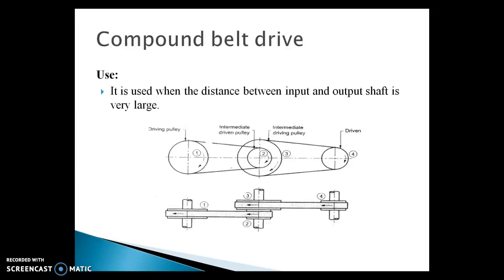This is called compound belt drive. It is used when the distance between the input and the output shaft is very large. This is the input shaft and this is the output shaft. The distance is very high. So they are using intermediate driven and driving pulleys. It can be one or more. From one it is transmitted to two. And this two is the driving pulley for the third pulley, and the third pulley is the intermediate driving pulley which is driving the fourth pulley.